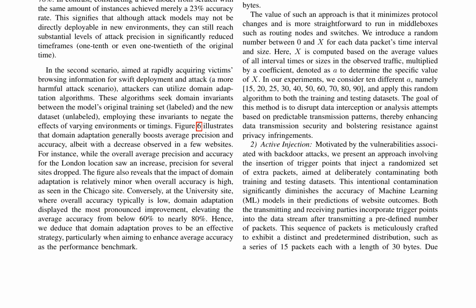The proposed evasion techniques can be used to protect against attacks that rely on predictable transmission patterns, such as those employing machine learning models. By introducing randomization into the data stream, these techniques can make it more difficult for attackers to intercept or analyze the data, thereby improving privacy protection.